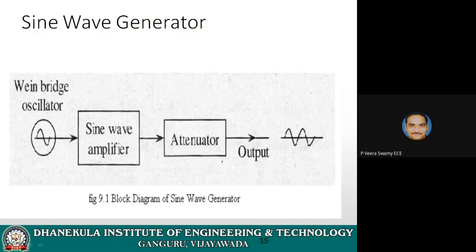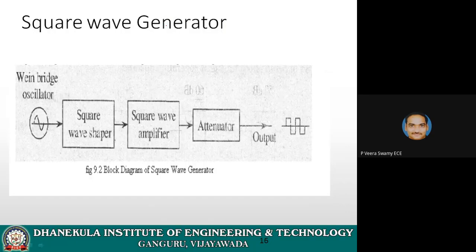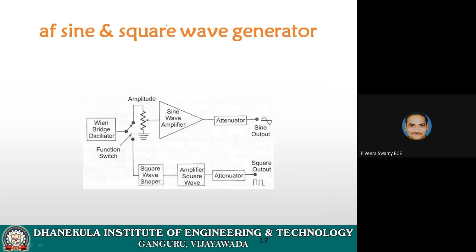This is a sine wave generator. It's a square wave generator. It's a sine and square wave generator. Both are combined in one device. This is one device only. By using this function switch, we can take the output of the sine wave or the output of the square wave.